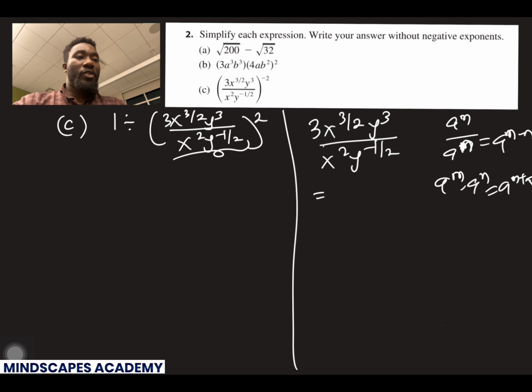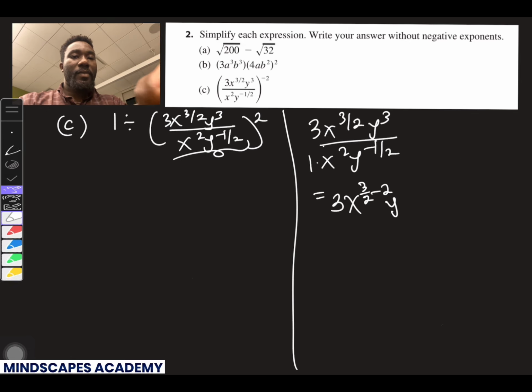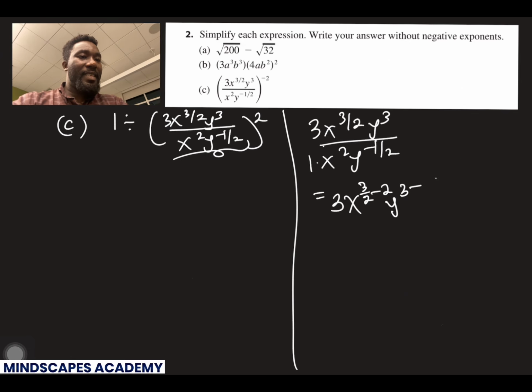So now you have just one number. Here we have an invisible 1, so you have 3 divided by 1, which is 3. Then you have the base x. So that shows you have x. Then you subtract the lower exponent from the upper one. So that is 3 divided by 2 minus 2. Then you have y. Now for y, you have 3 negative. Remember, you have negative at the lower exponent. Then you use the parentheses to separate the negatives so that you don't make any mistake.